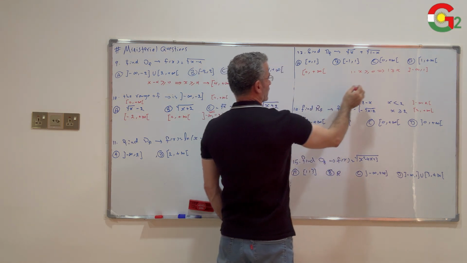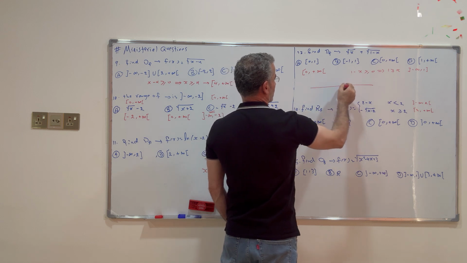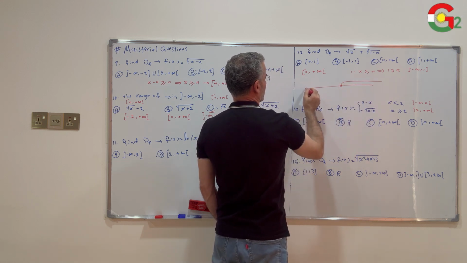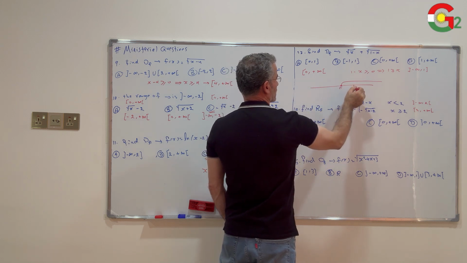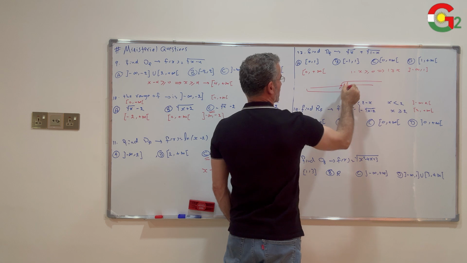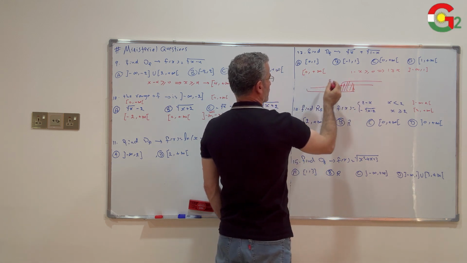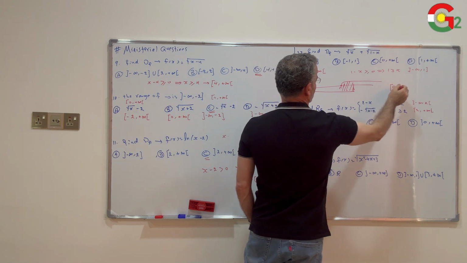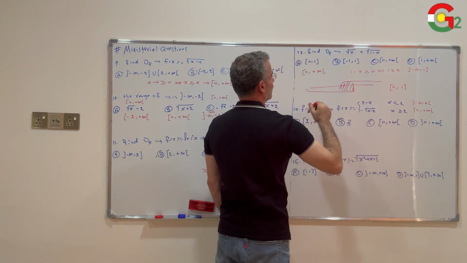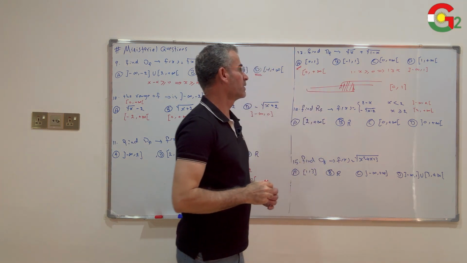negative infinity. The intersection of these two intervals, 0 to infinity with negative infinity to 1, this is 0, this is 1, the intersection interval is 0 to 1, closed interval from the side of 0, and closed interval from the side of 1. Then choice A is the right choice.